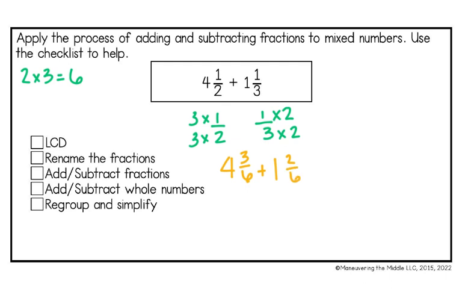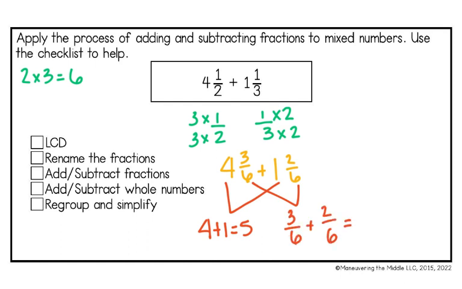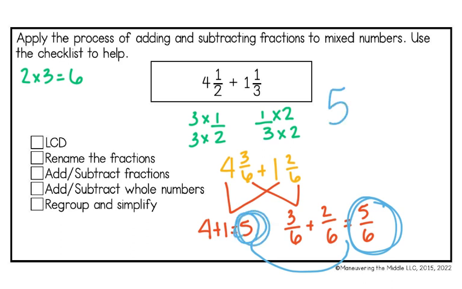And I'm going to go ahead and add. I'm going to start by adding our whole numbers. 4 plus 1 equals 5. And then I'm going to add our fractions. 3/6 plus 2/6 is equal to 5/6. And now I just need to attach that fraction to our whole number, and I will get an answer of 5 and 5/6.